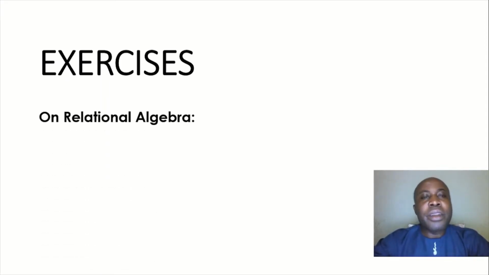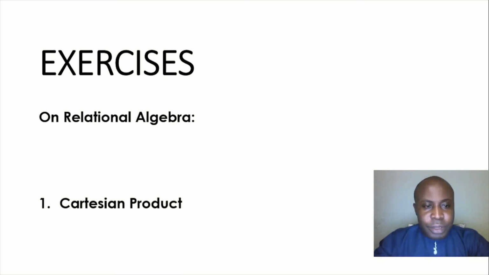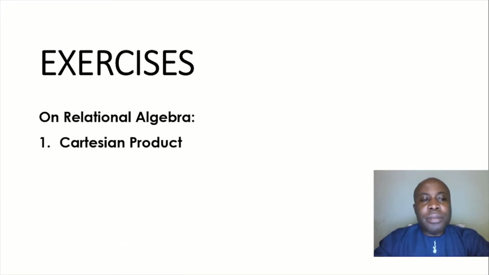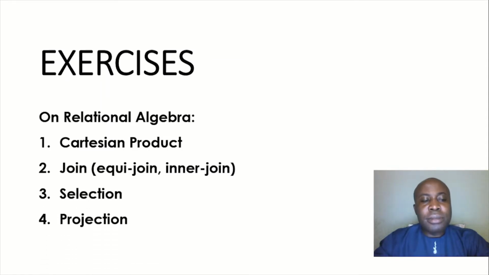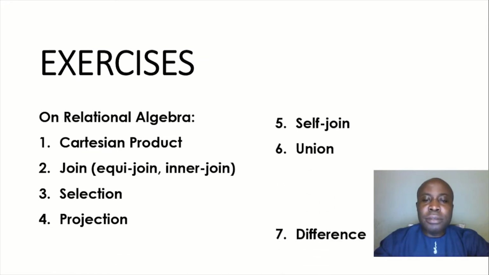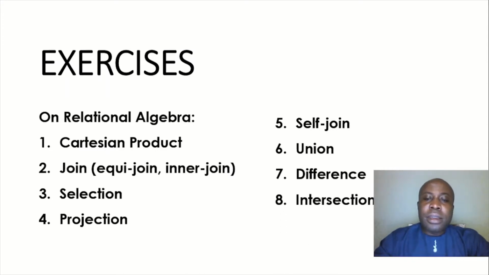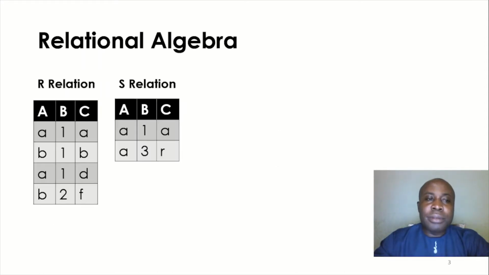I'm going to tell you about relational algebra. I'll show you how you can use Cartesian product practically, how you can practically use join, which is also called equi-join, selection, projection operation, self-join, union, and the difference. Intersection also will be shown, how it is used practically.